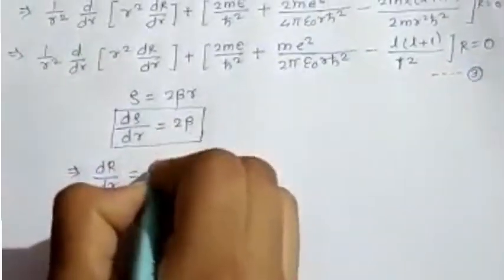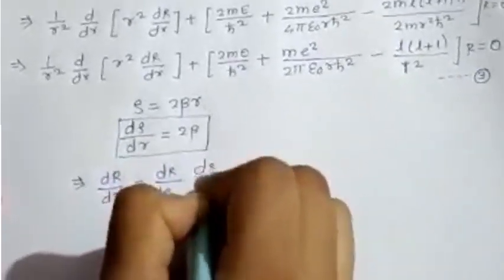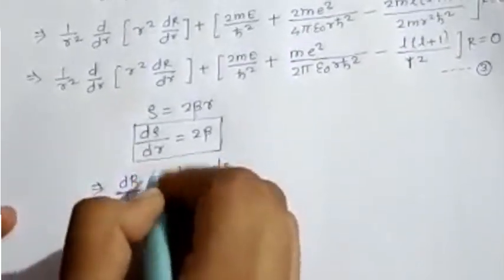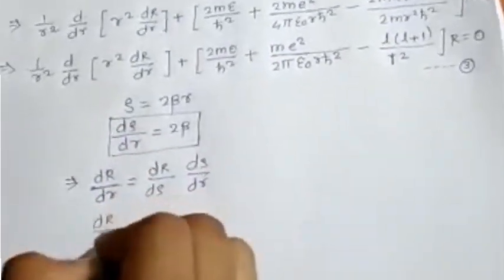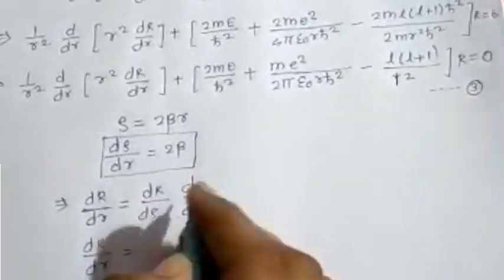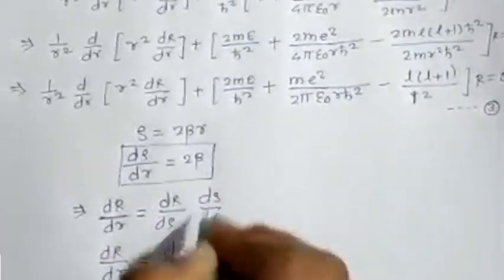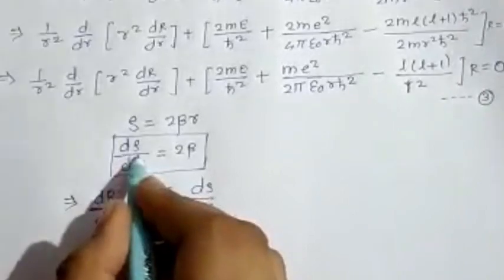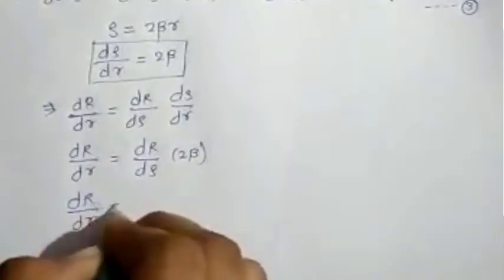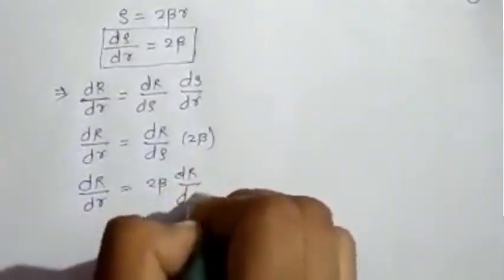We can write it as dR upon d rho into d rho upon dr. By cancelling d rho, we get the same equation, dR upon dr. So we can write capital dR upon small dr. Here we write the value of d rho upon dr, that is dR upon d rho into 2 beta. Simply rearranging the equation, we can write 2 beta into dR upon d rho.